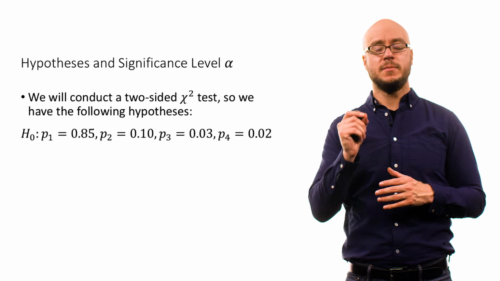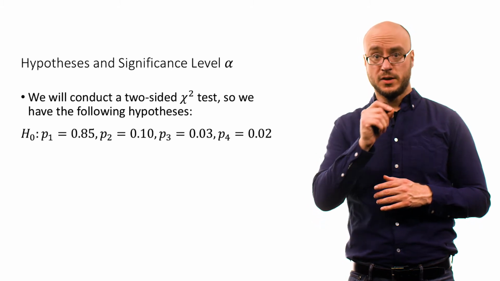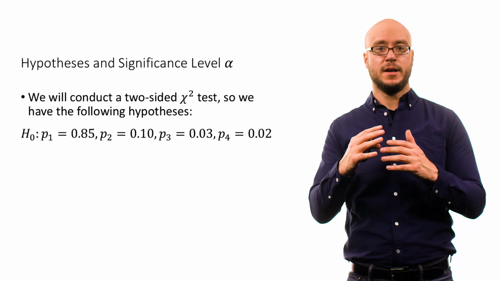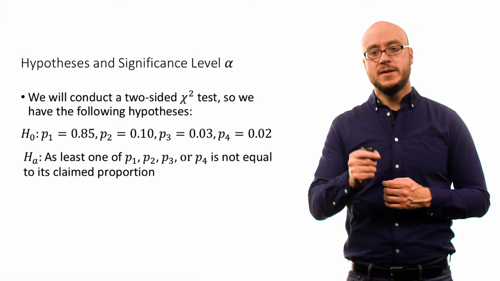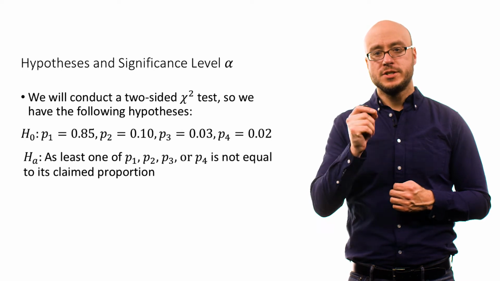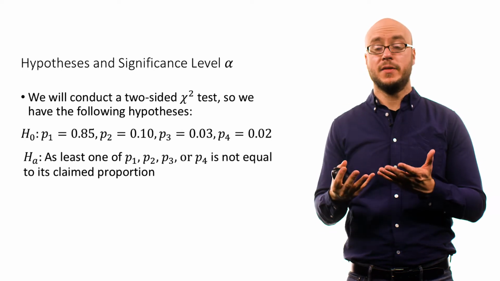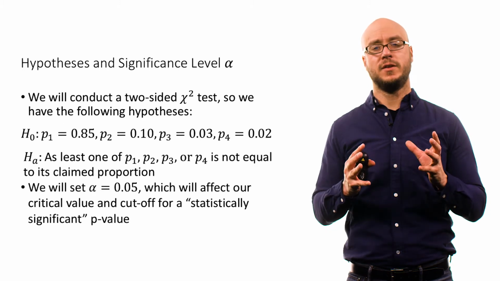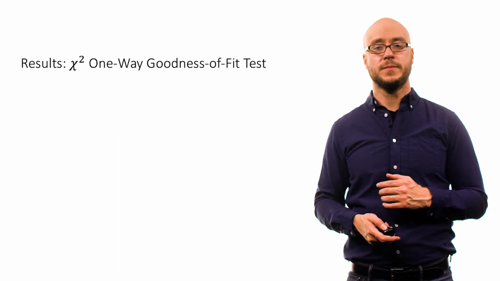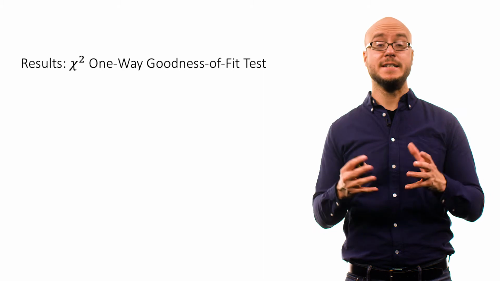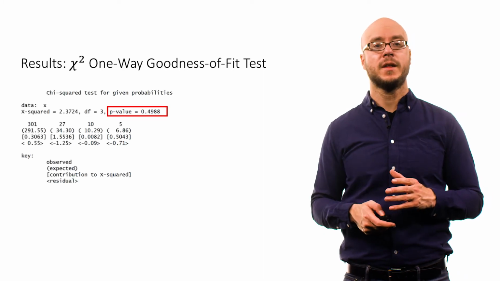The null is that the population proportion for each of our different categories, or each of our different self-identified racial or ethnic groups, are equal to what we'd expect based on prior research. So we'd expect roughly 85% to be white, 10% to be black, and so on and so forth. The alternative is that at least one of these proportions in the population is not equal to its claimed or hypothesized proportion. We're going to set alpha to 0.05, which again will affect our critical value and our calculation of our p-value. We're going to use statistical software to actually conduct this test. You could calculate it by hand, however.